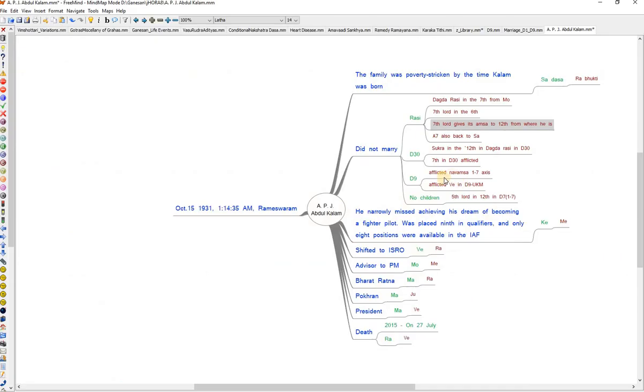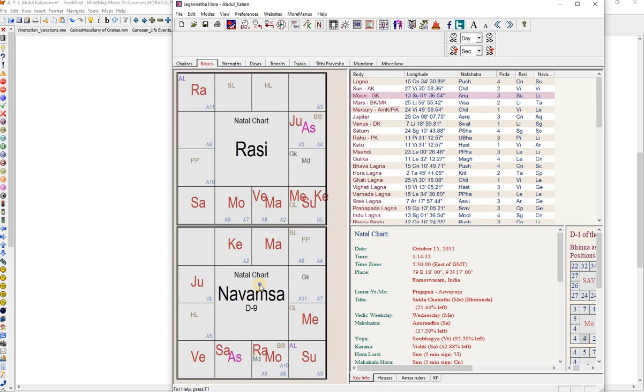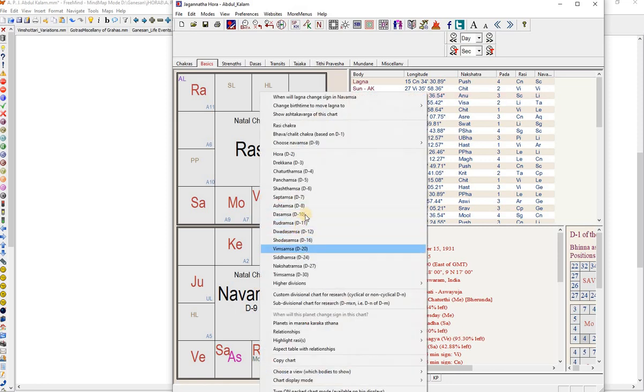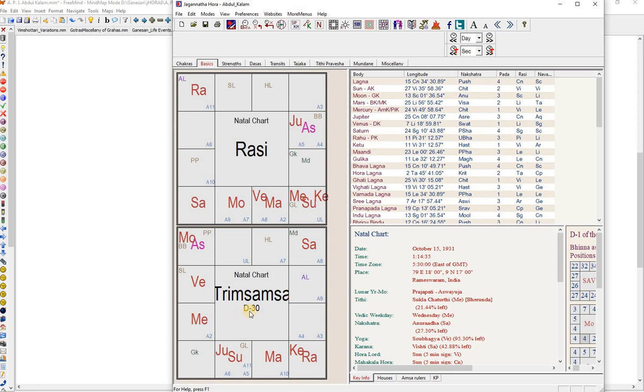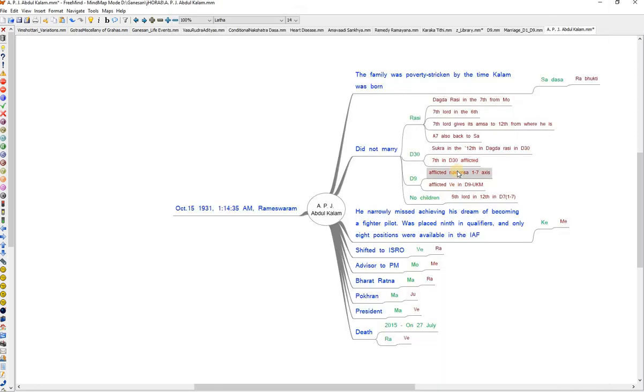So we can use this. So this is one of the reasons. And if you can also see, the 7th in D30 is afflicted. If you take D30, where I am using Lahiri Ayanamsa and the normal traditional D30, the 7th house has all the Rahu Ketu elements there. So that is there. Afflicted Navamsa in the 1-7 axis.